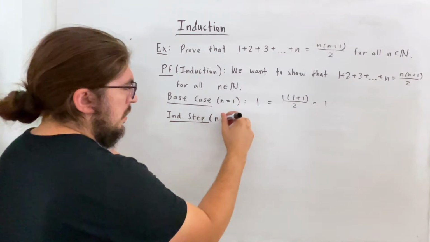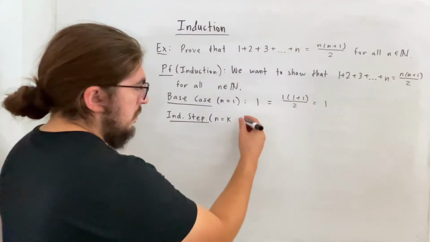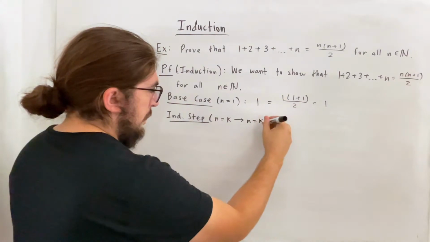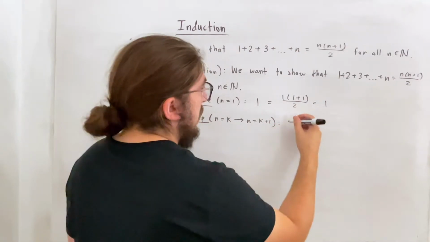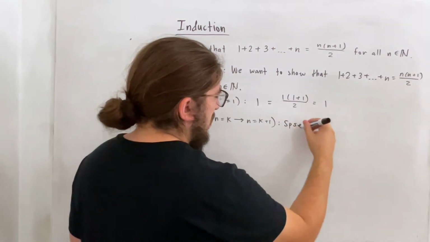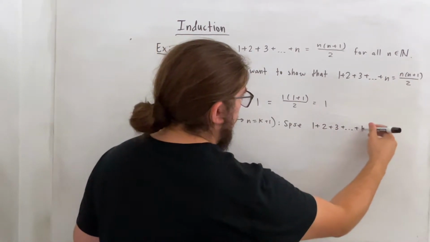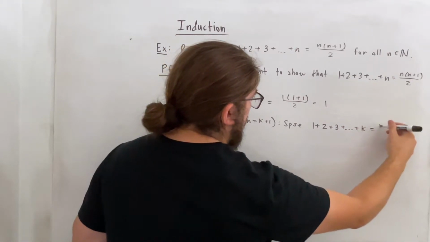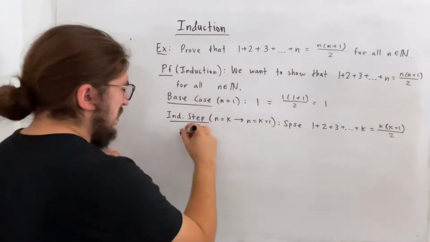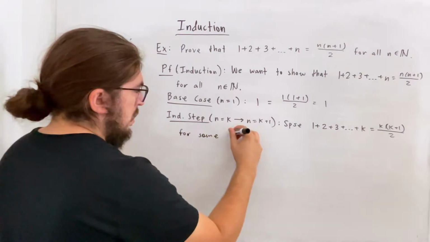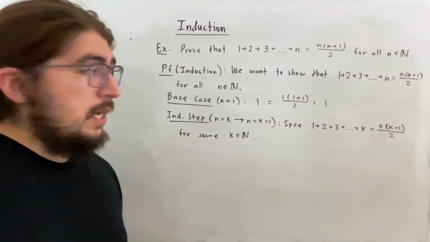Here we want to assume n is equal to k, and that will prove n is equal to k plus 1. So the induction hypothesis is that we suppose 1 plus 2 plus 3 all the way up to k is equal to k times k plus 1 all over 2 for some natural number k. That's the induction hypothesis there.